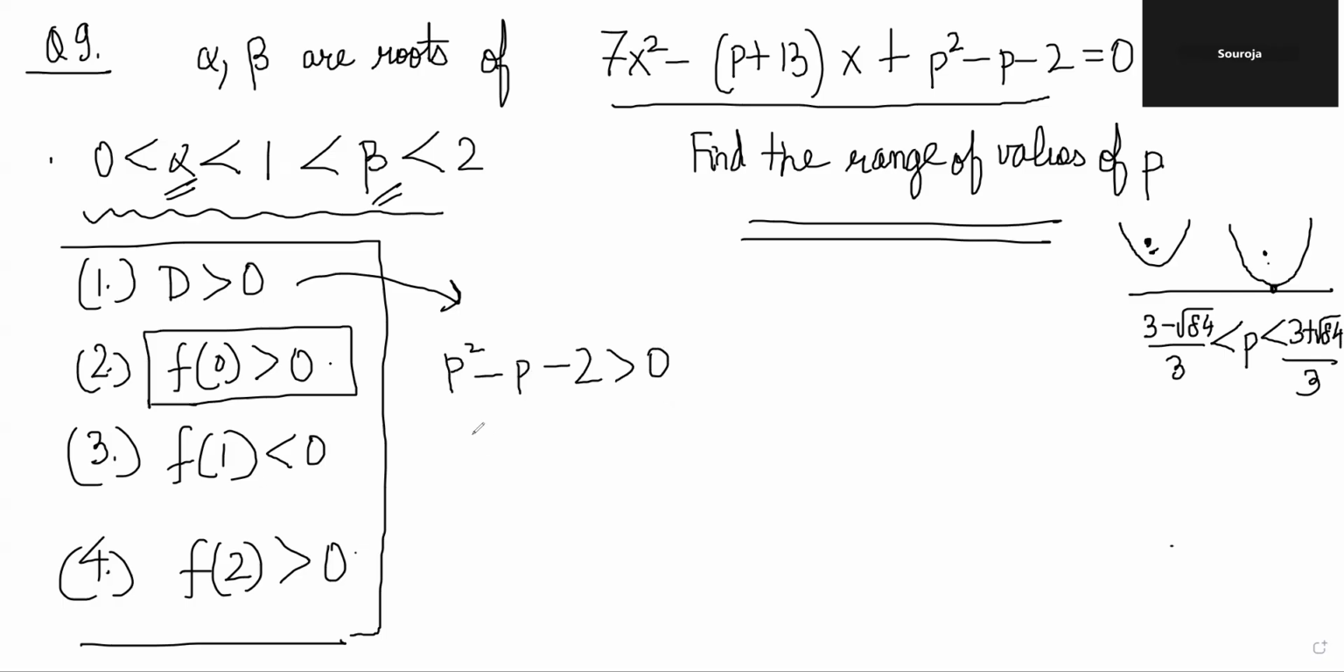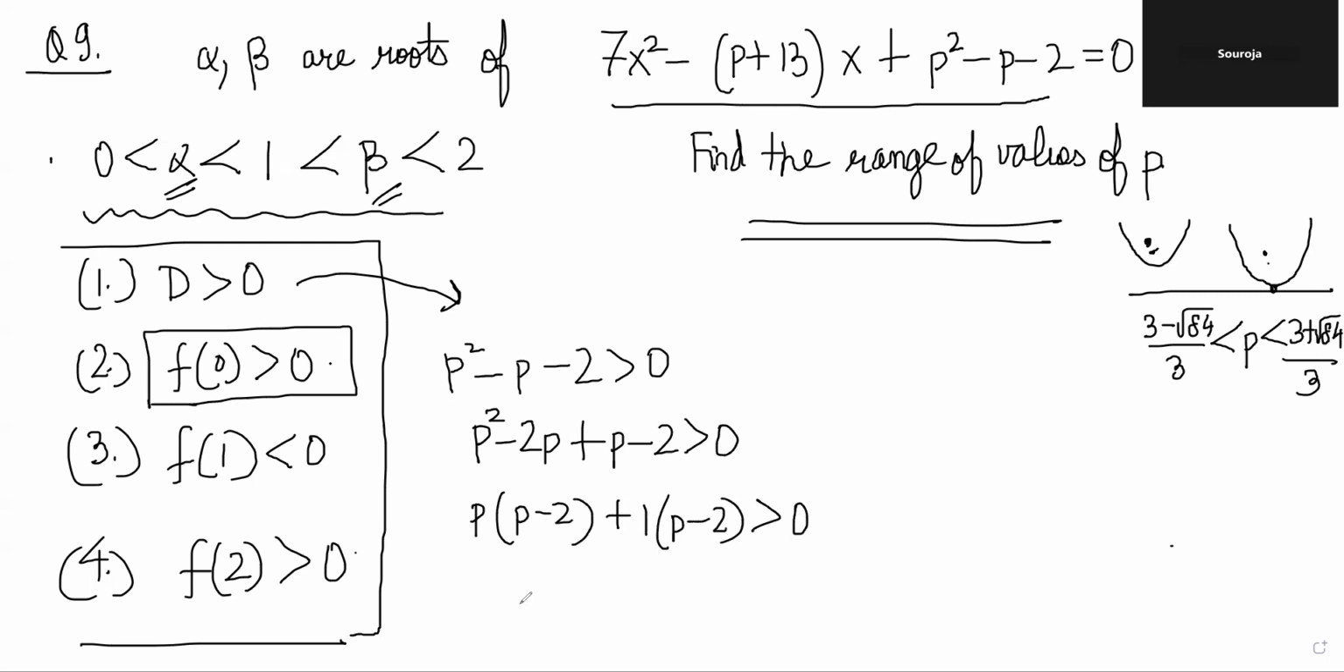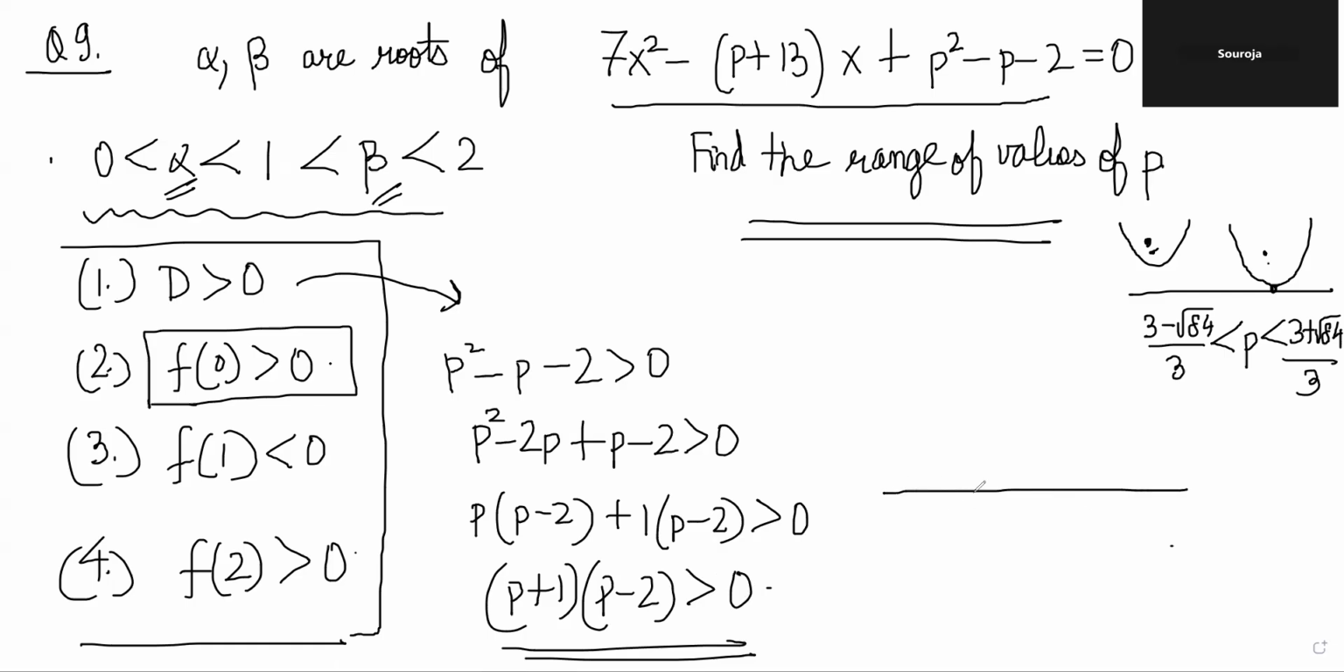Correct? This can be easily factorized. P square minus 2p plus p minus 2 is greater than 0. So p common, p minus 2, plus 1 common, p minus 2, greater than 0. We're getting (p plus 1) into (p minus 2) is greater than 0, right? If you notice, this is a product of factors. It has to be positive, and the values at which the factors are 0 are minus 1 and 2, right?